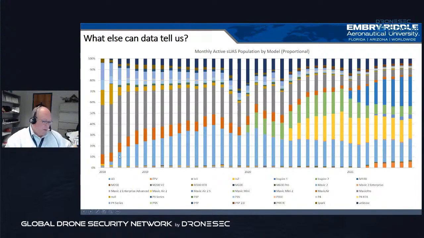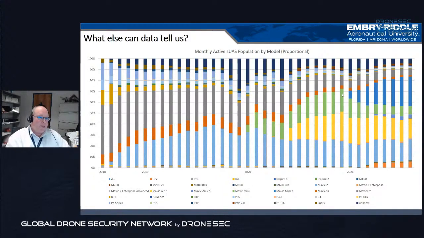Good example, the light blue, the Mavic 2, has started to gain prominence and to a certain extent has maintained its prominence over time. We see the orange, the Mavic Air, never really became a significant market share player. And so it's very interesting to start to track exactly what the market looks like as we understand what the components are. And I'll take it a step further.